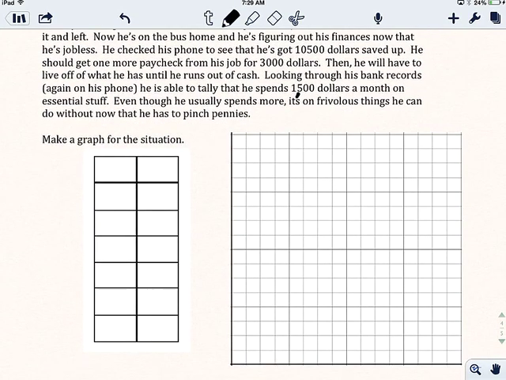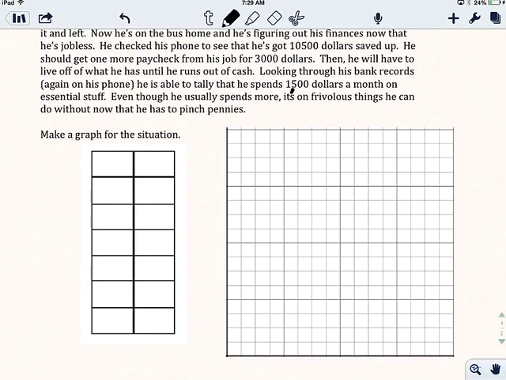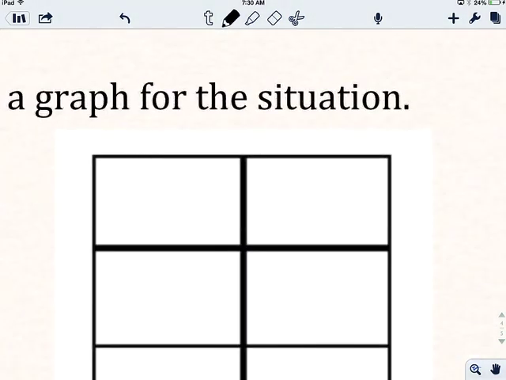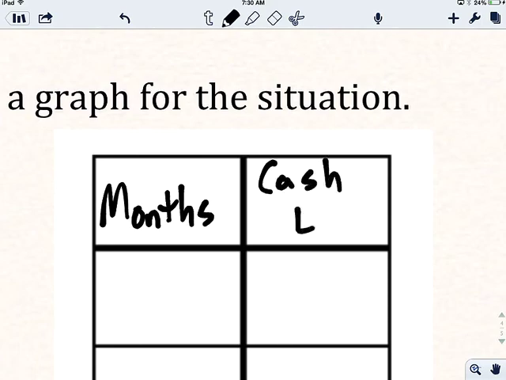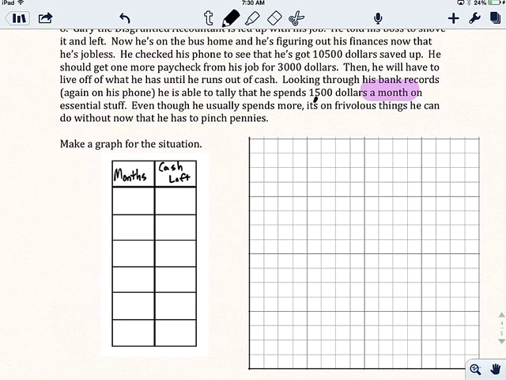Okay, so let's make a graph for the situation. So I think I'll have, he's spending per month, dollars a month. And so I think one of my variables here is going to be, and I'm going to make my pen a lot smaller so this turns out clear, months. And then it's going to be cash left. Okay, so looking at that, I think I'll just do 0, 1, 2, 3, 4, 5.